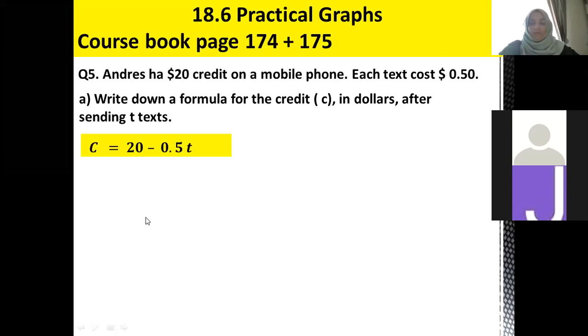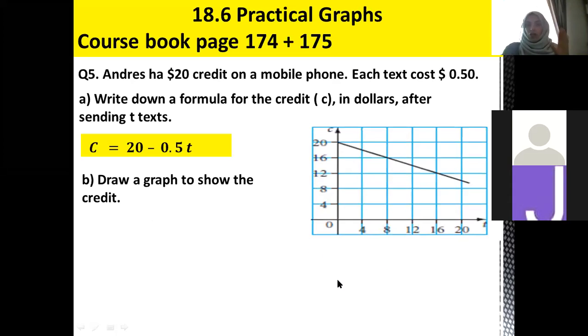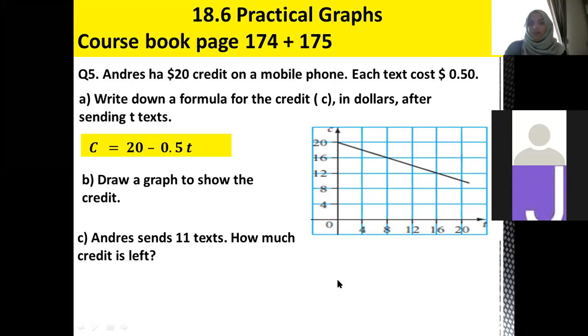Now, they want you to draw the graph. If I'm drawing the graph, we have a fixed amount, a total credit he has, and each time I am going down. How can I draw that? I will start from the 20, and then I will go down until we finish the total amount of credit he has.